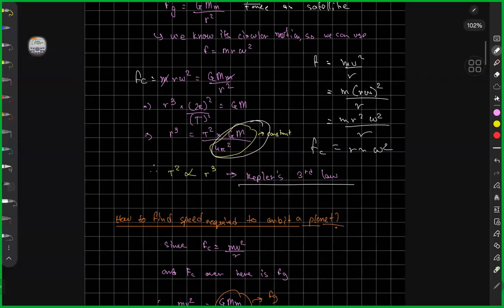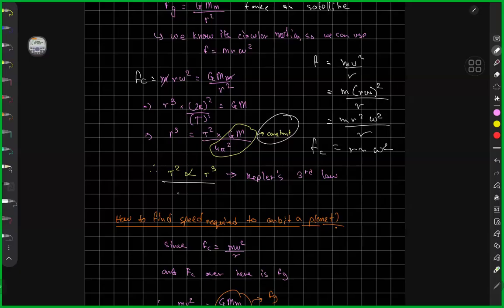Sorry, why did I underline Kepler's law? That has nothing to do with it. So the constants don't matter in proportionality. That's why I can omit the constant bit, throw it off, and say what I have over here: my time period squared is proportional to separation cubed. This is a very interesting proportionality we have just found out, and it's very useful as well.